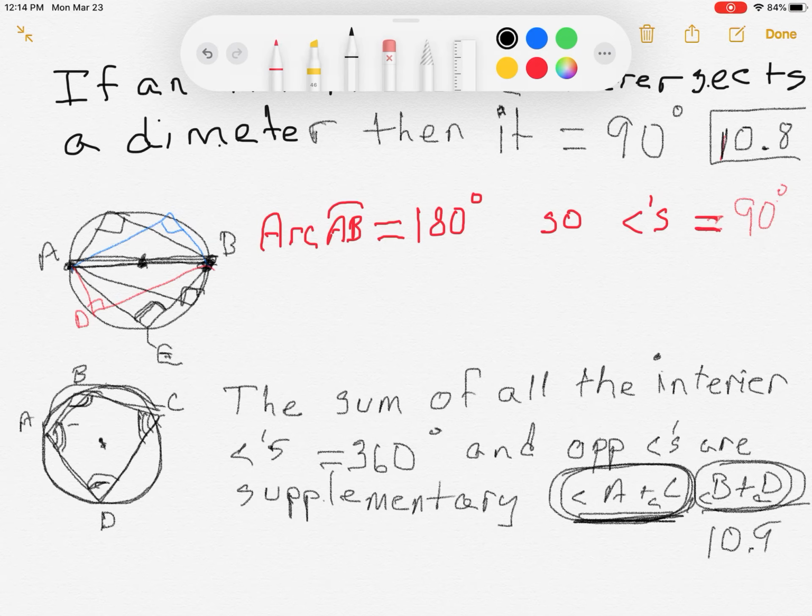For example, problem 27, angles W and T are supplementary. You know what that means. Their sum is 180. Angles R and Z are supplementary. 29 and 30, angle H and K are supplementary, as are J and G.